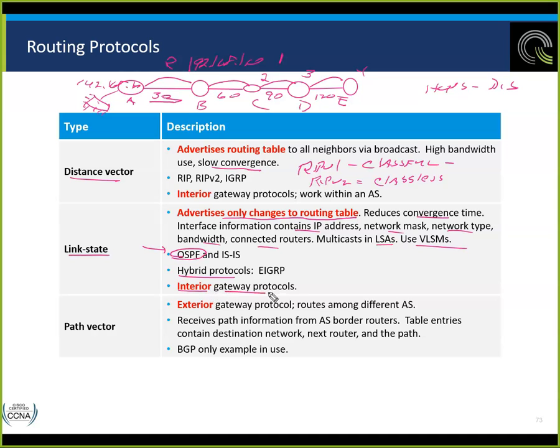These are interior gateway protocols, for both distance vector and link state. Interior means it's for the enterprise, it's for us. In the enterprise, we would be configuring these. The path vector protocols are exterior gateway protocols, and this is going to be our ISP. It receives information from autonomous system border routers. Table entries contain the destination network, the next router, and the path. BGP, border gateway protocol, is the only exterior protocol that we use today.